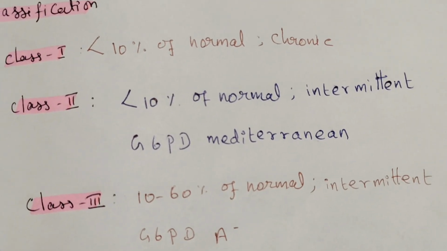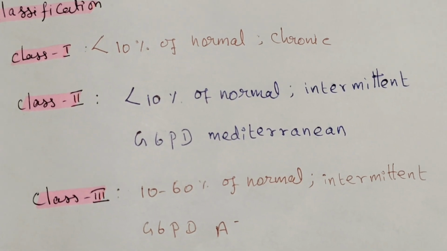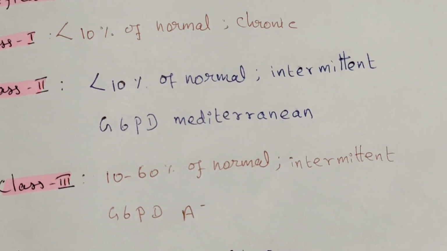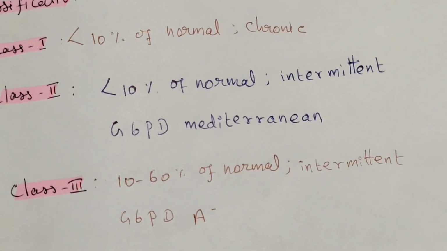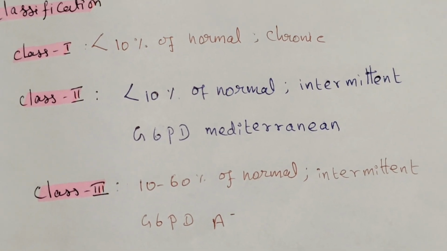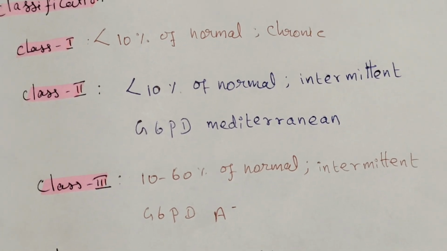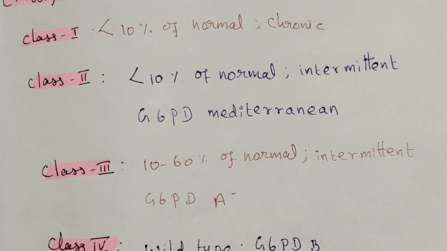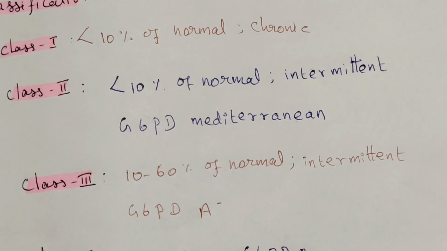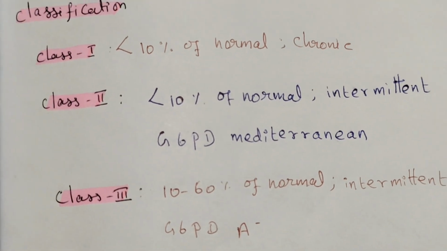Class 2: these individuals also have less than 10 percent of normal activity, but they only undergo intermittent hemolysis as opposed to chronic hemolysis in class 1, and these individuals typically have the Mediterranean allele of glucose-6-phosphate dehydrogenase.